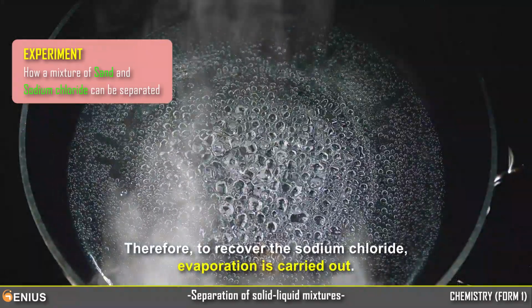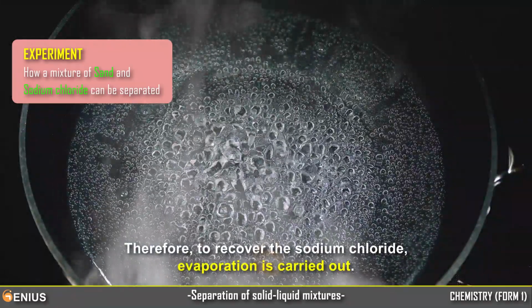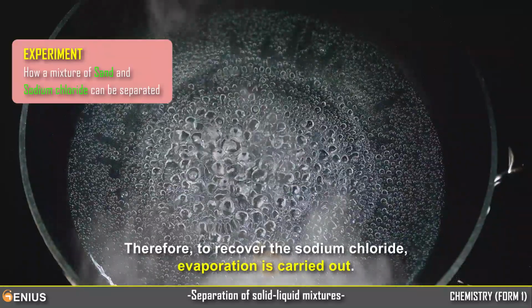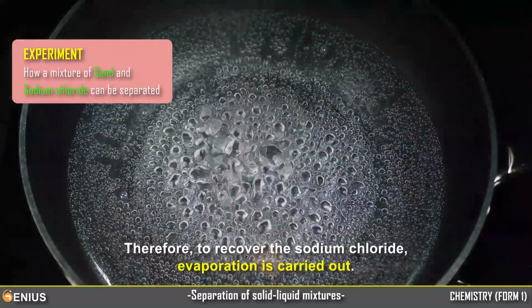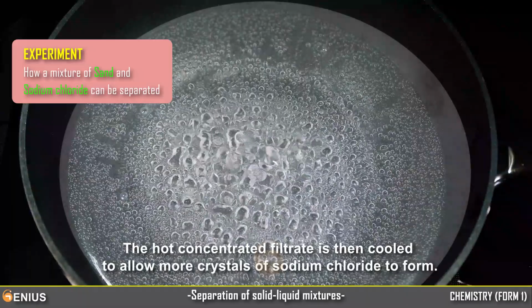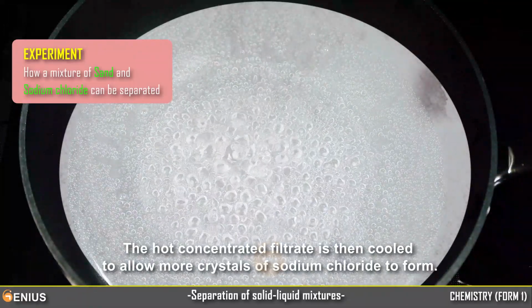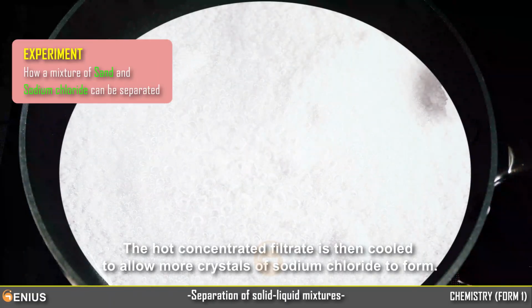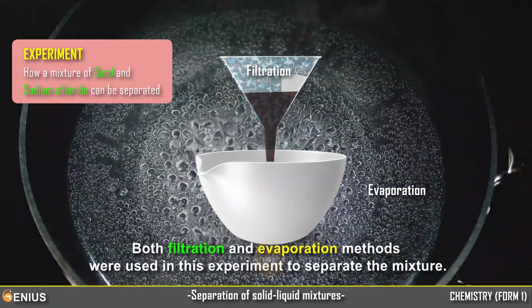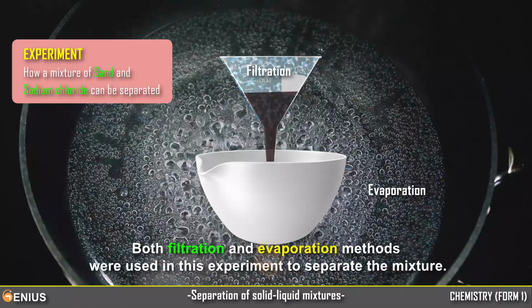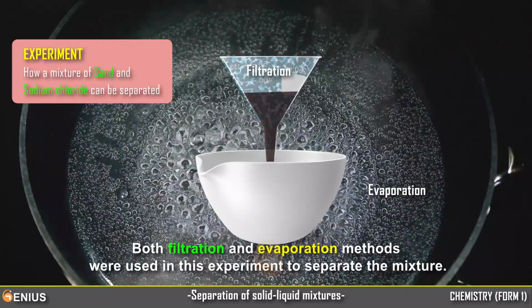Therefore, to recover the sodium chloride, evaporation is carried out. The hot concentrated filtrate is then cooled to allow more crystals of sodium chloride to form. Both filtration and evaporation methods were used in this experiment to separate the mixture.